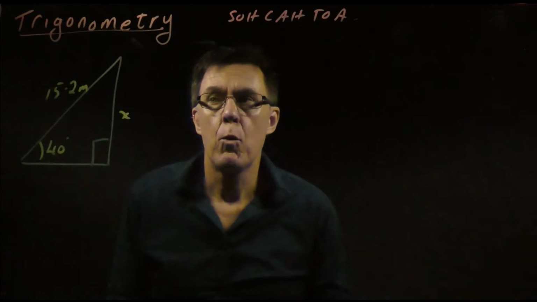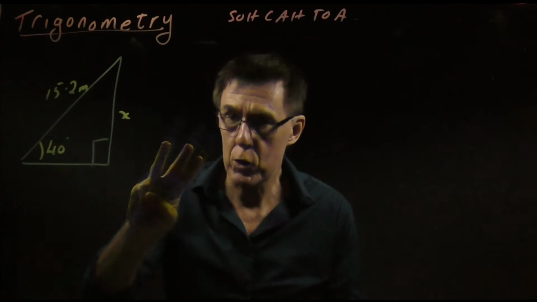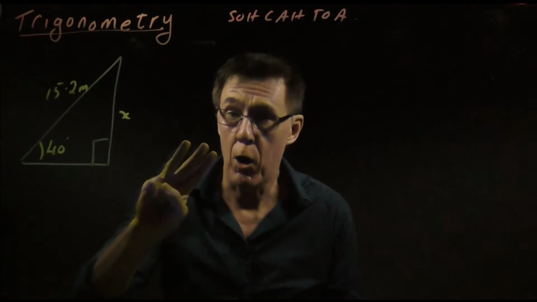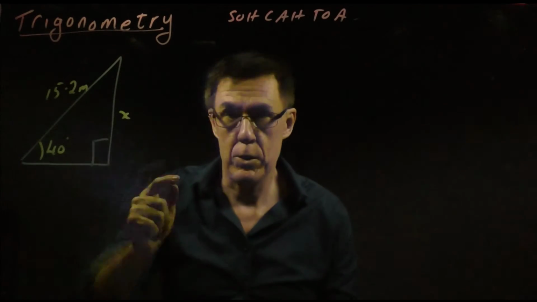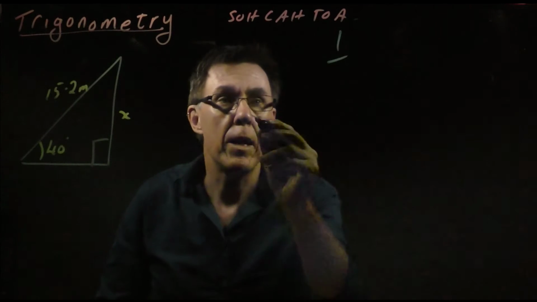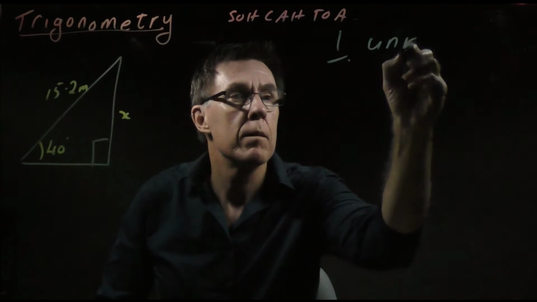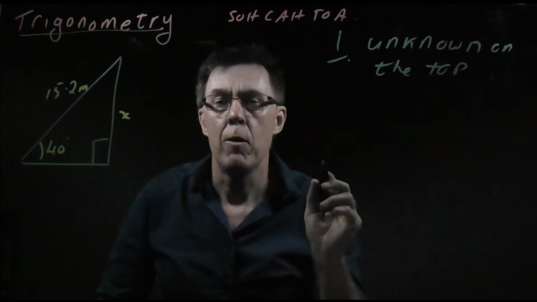Now with these videos, we're going to start using trigonometry and come across three types of problems that you're going to encounter. Only three. This video will deal with the first one. And the first one is like this situation here. When you do all the calculations, you're going to end up with a fraction where your unknown is on the top. What does that look like?